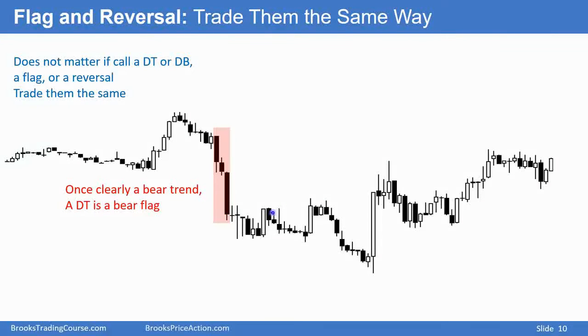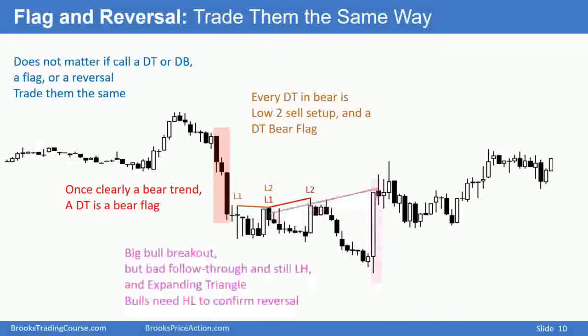Once a clear bear trend has a double top bear flag, you're looking to sell. Low 1, low 2, double top. Low 1, low 2, double top bear flag. Every double top in a bear trend is a low 2 sell setup, and therefore an opportunity to get short. Enter on a stop below the prior bar, betting on resumption down.